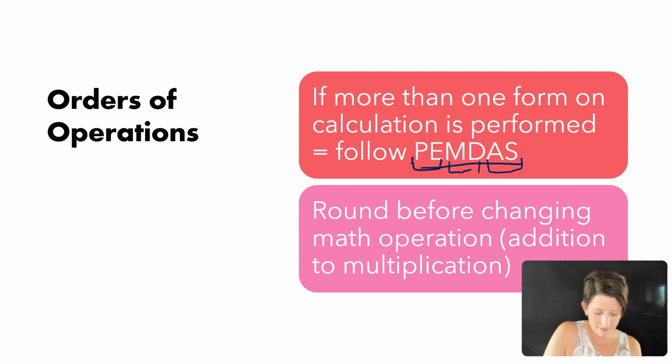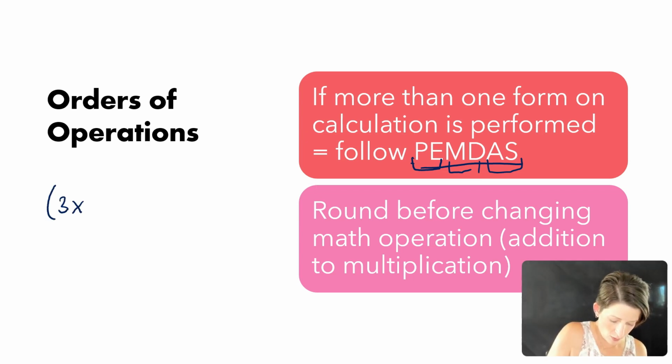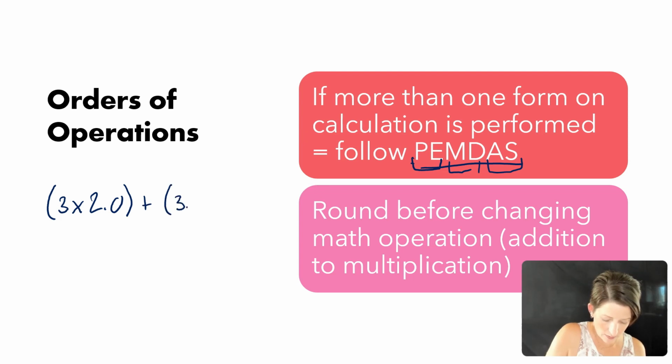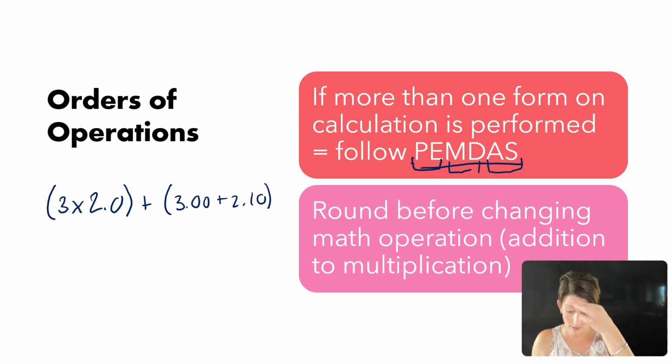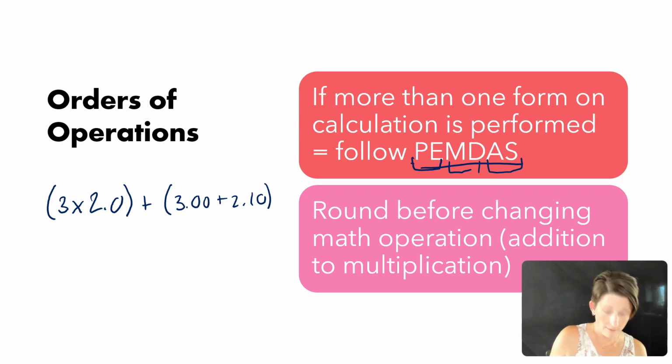So if we have 3 times 2.0 plus 3.00 plus 2.10. I am pushing my limits of doing math on the spot right now. Okay, so I've got to solve within the parentheses first. My first set of parentheses has multiplication. I'm going to follow multiplication rules in that parentheses. So 3 times 2.0, we have to go with the least number of sig figs in the numbers provided. Therefore, we have 6.